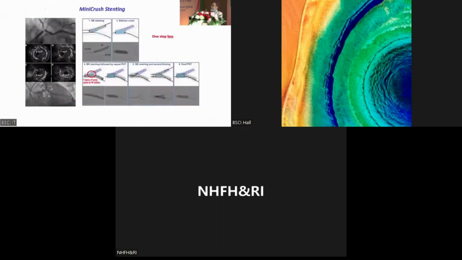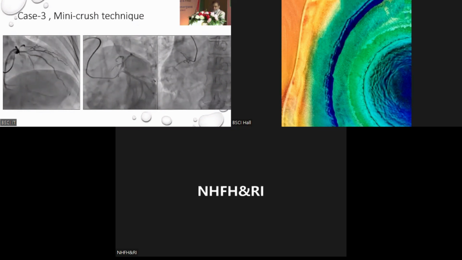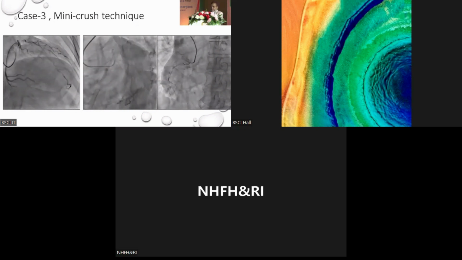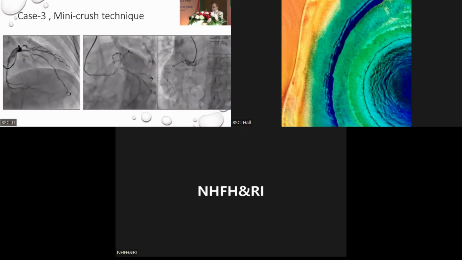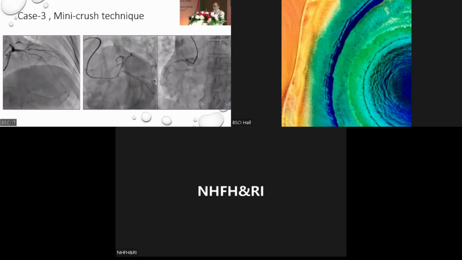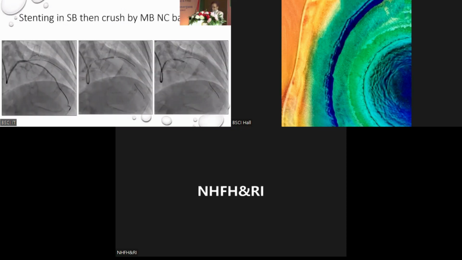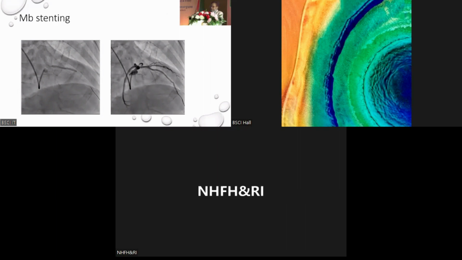And sometimes we also do mini crush. This is a bit simpler than DK crush or culotte, and if we see it practically step by step, not theoretically, then it will take time. You see, this is another case that is LAD diagonal, and both the LAD as well as the diagonal have critical lesions. And so we have decided to do mini crush. And the preparation of both the diagonal as well as the LAD lesion is done. And then the placement of the diagonal stent is done.